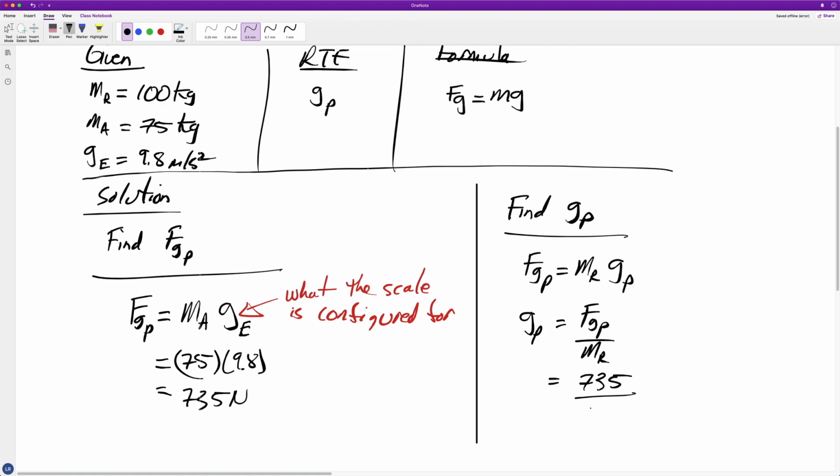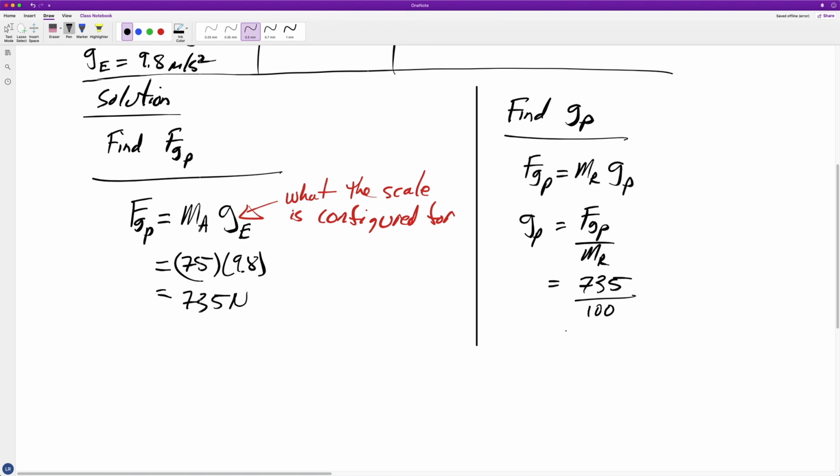And her combined mass with her and her suit is actually legitimately 100 kilograms. This means that the acceleration due to gravity on this planet is 7.35 meters per second squared as opposed to 9.8 meters per second squared on Earth.